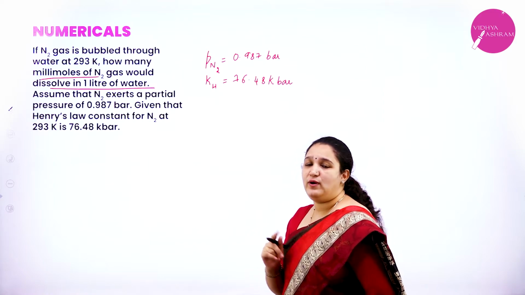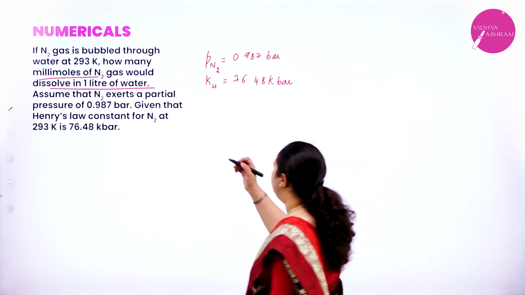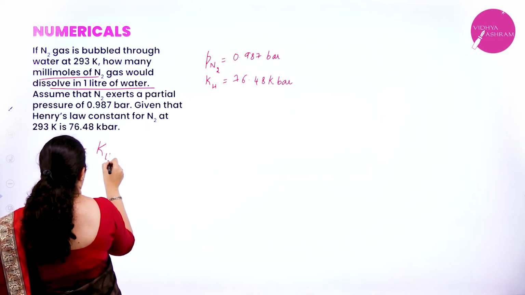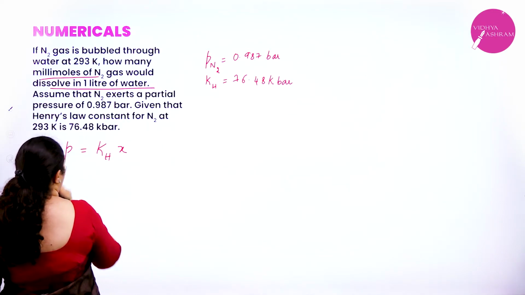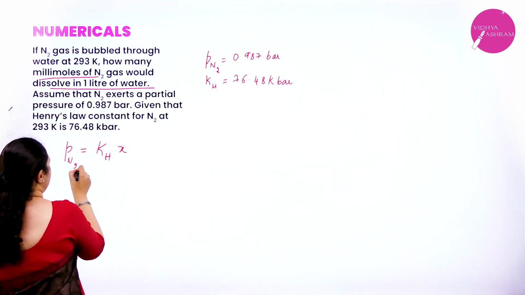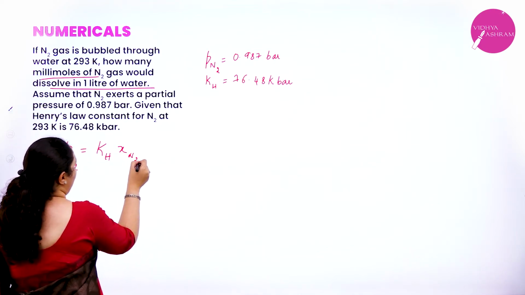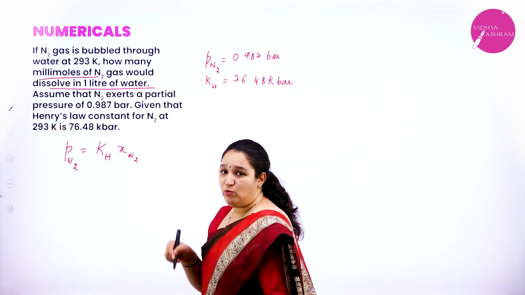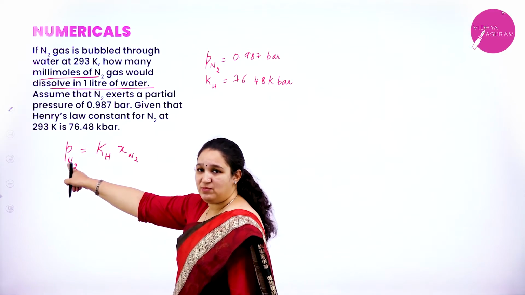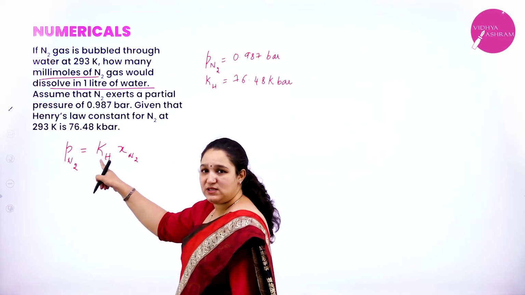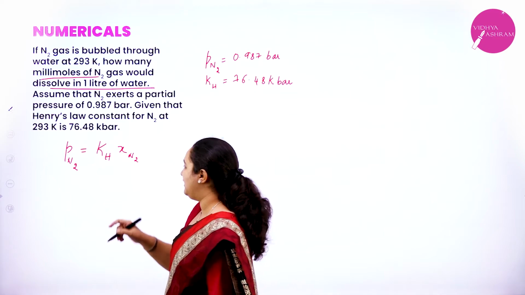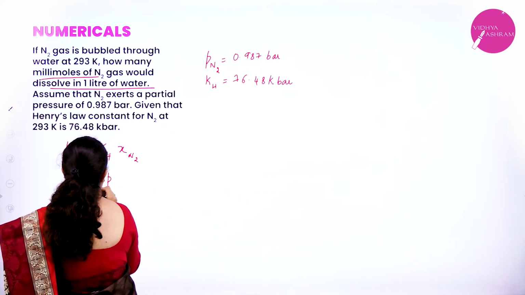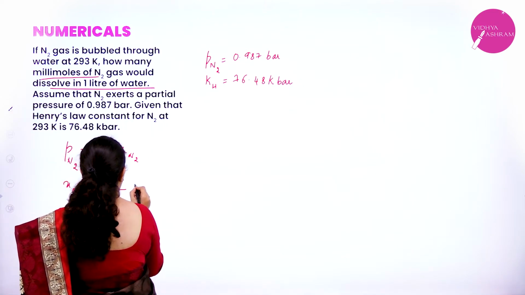Now, according to Henry's law, we know that P is equal to KH X. So here nitrogen gas I have, so I'll write P N2 and mole fraction of N2. Now I want to find out the mole fraction. I already know the partial pressure, it's given. I know what Henry's law constant is, so I can get the mole fraction of nitrogen. So mole fraction of nitrogen is partial pressure by KH of nitrogen.